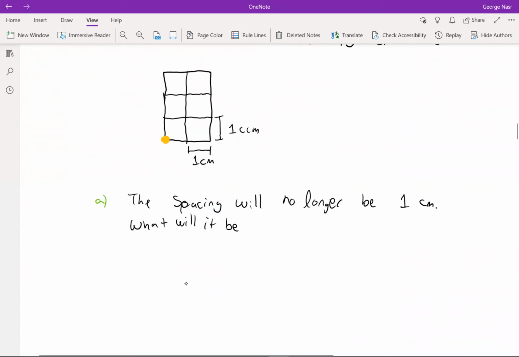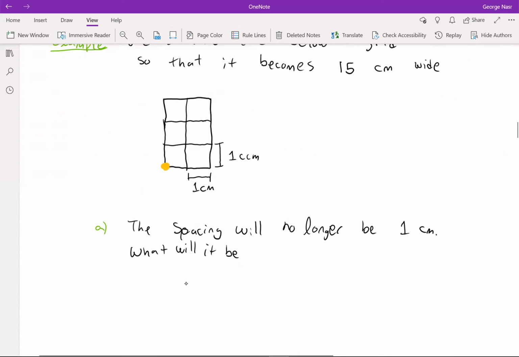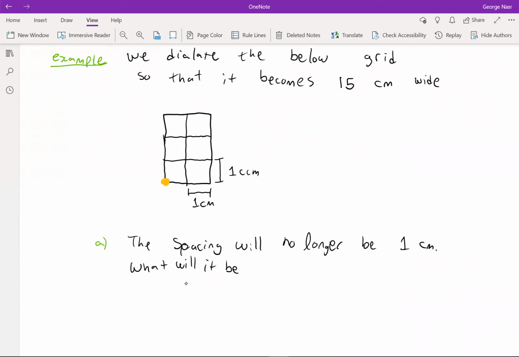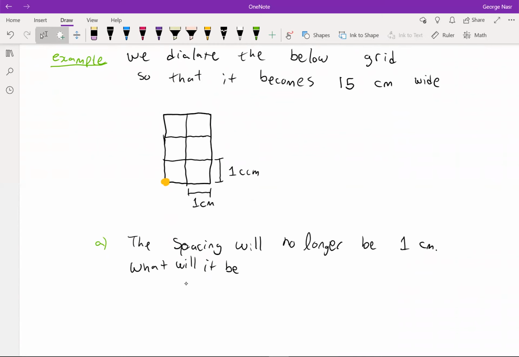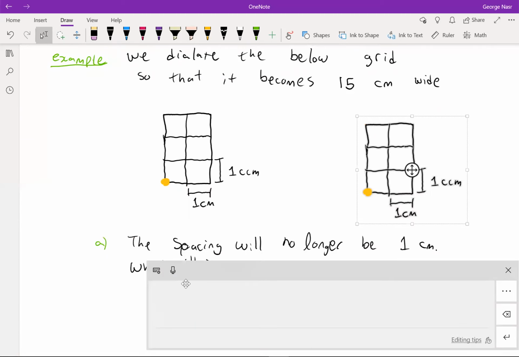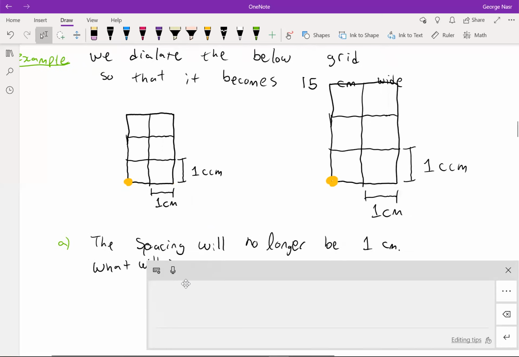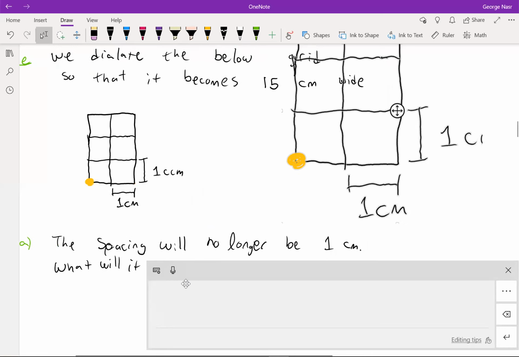And we've done this so that the spacing is no longer 1 centimeter on the grid. Or sorry, rather, when we do this to get that it's 15 centimeters wide, the spacing will definitely not be 1 centimeter by 1 centimeter anymore, right? So just to make this very, very clear, what I'm really saying is I'm taking this picture and I am literally dilating it. I'm stretching it and making it bigger and bigger.